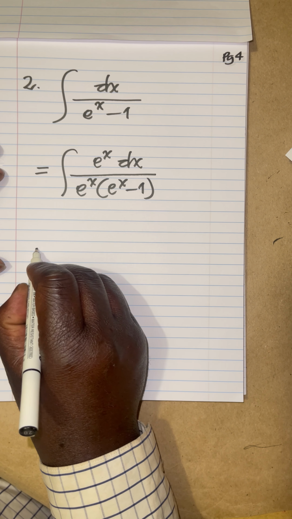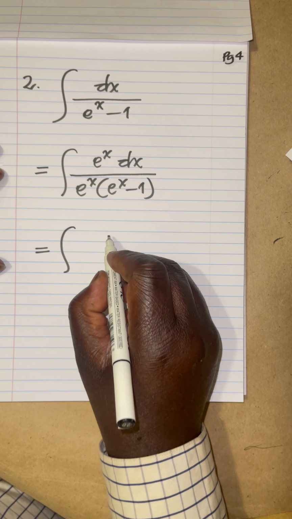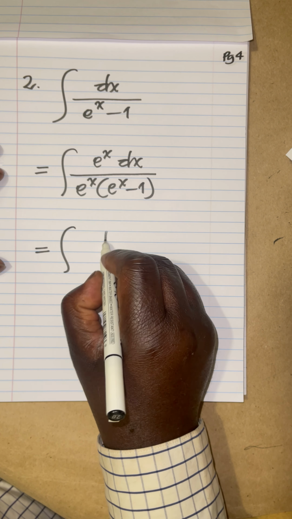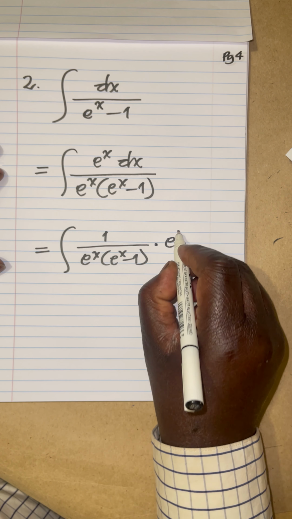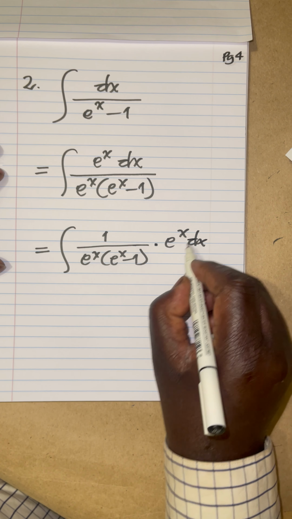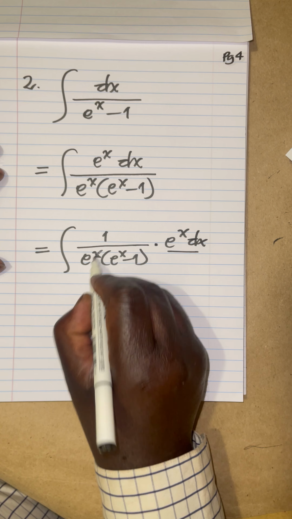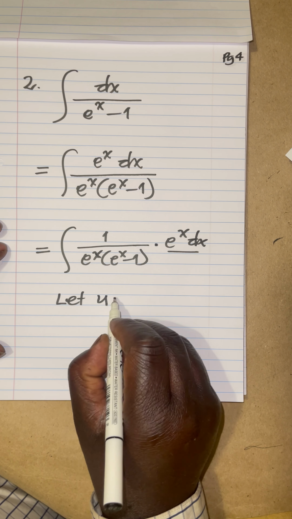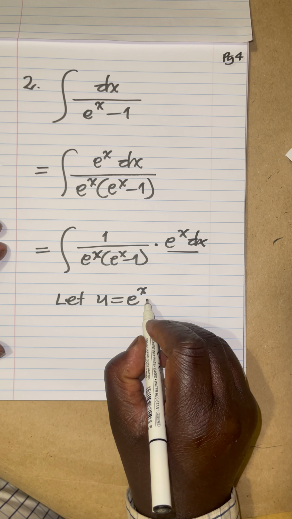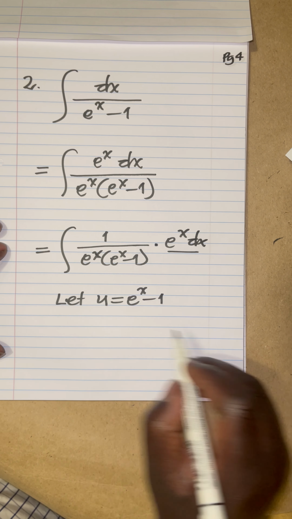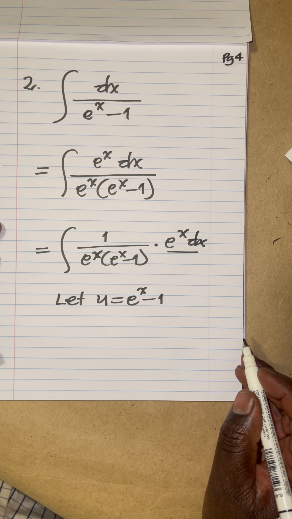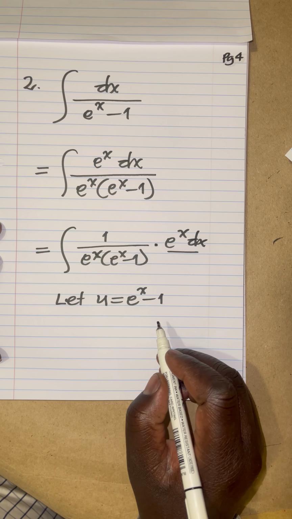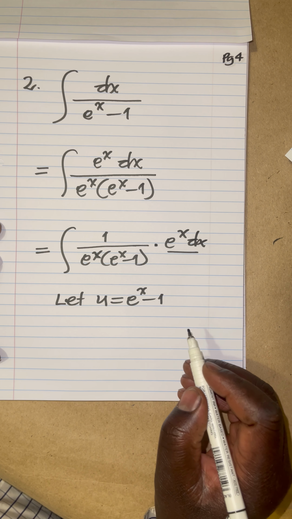But let me rewrite this first. So this is equal to the integral of 1 all over e to the power x times e to the power x minus 1, and then we're going to say multiply this by e to the power x dx. I'm combining these two because of the following. Now we're going to let u be equal to e to the power x minus 1, this expression there. So clearly from here you can see that what we need to do now is to obtain those famous equations.